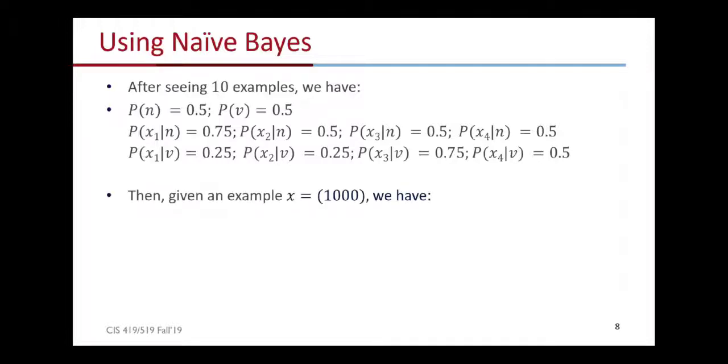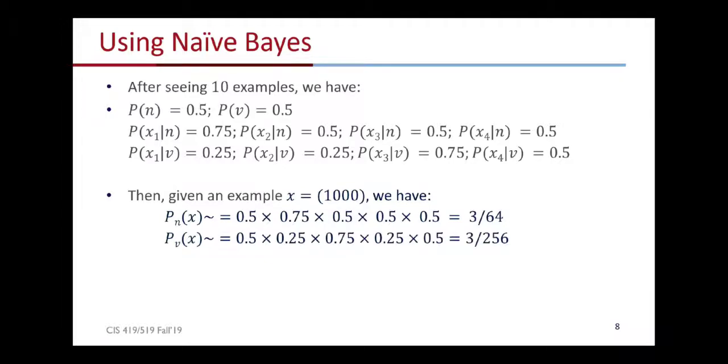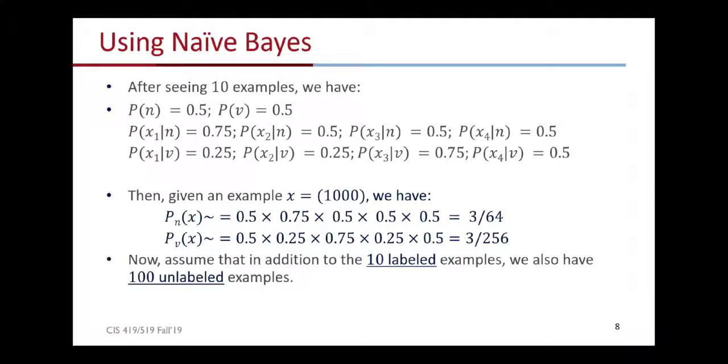And now, given an example, what does that mean? That I care about P of x1 being 1, P of x2 being 0, P of x3 being 0, P of x4 being 0. Right? And I gave you enough numbers to compute this, and hopefully that's what you will get for Pn. So the prior is 0.5, the first one is 0.75, and the rest is 0.5, and the same thing you can do for Pv, which probably means that you're going to predict n.